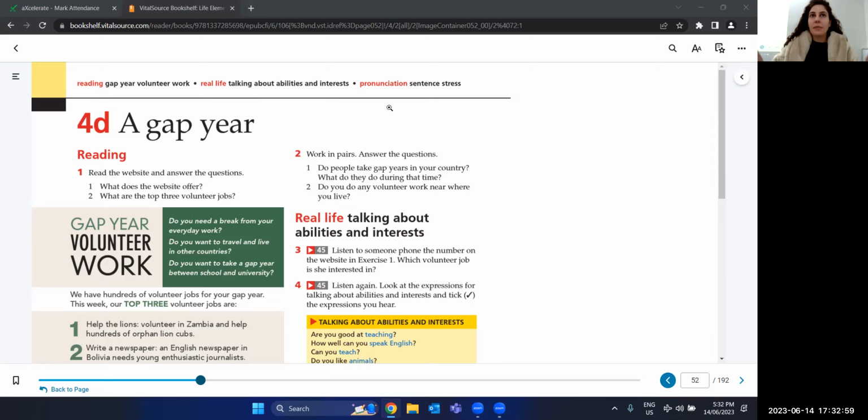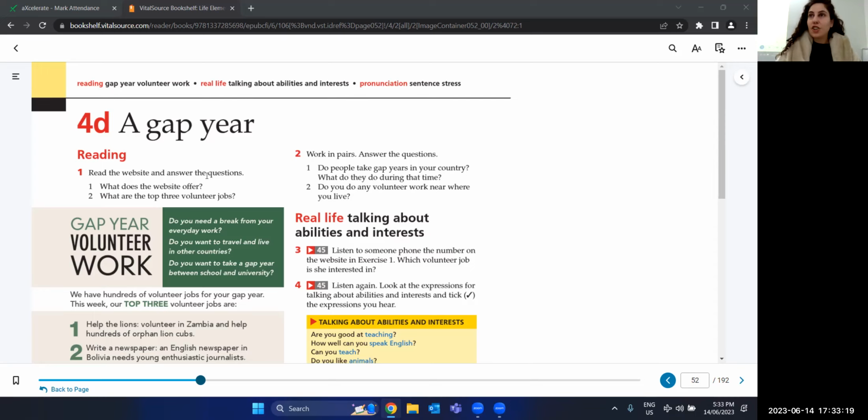You know, it's take time to just enjoy some time doing what you love doing. So it's called a gap year. So let's read a website and answer the questions. So we have, what does the website offer? That's what we're going to look at. And what are the top 3 volunteer jobs?